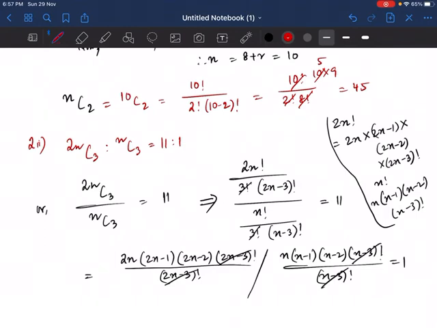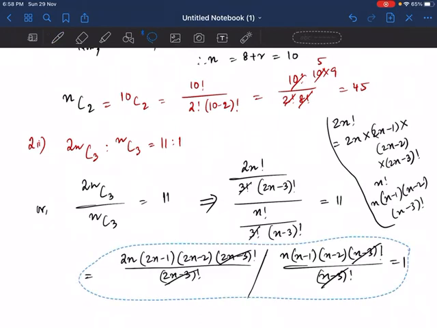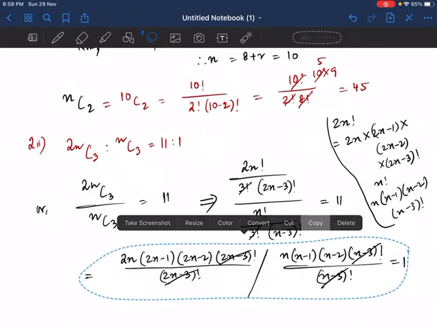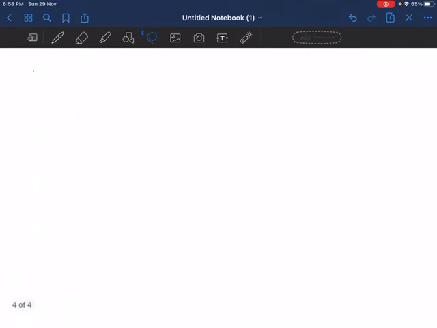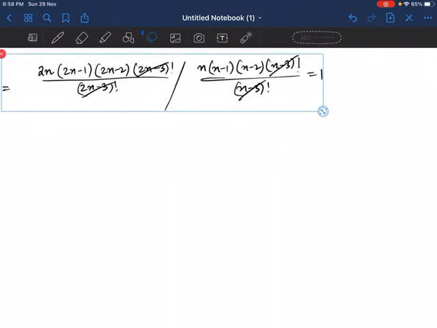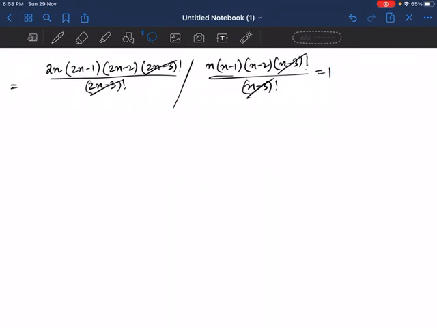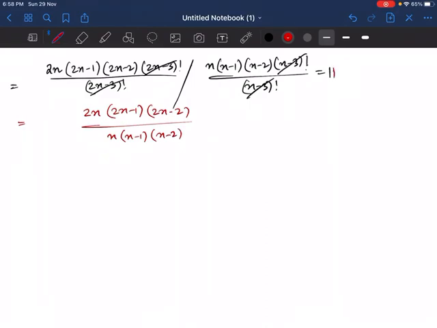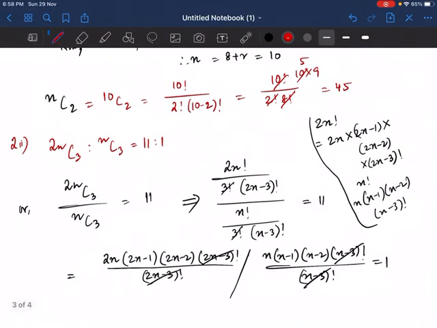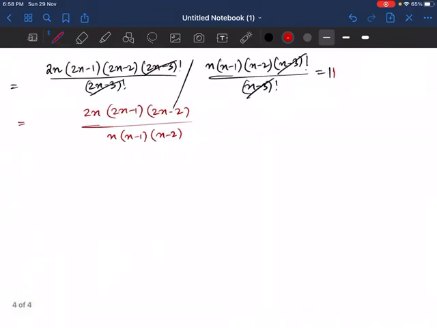So what we have in here, let me write in the next page. Let me just copy this one so that it will be far easier for us. What we have in here now, at the next step, what we are going to do is write 2n minus 1, 2n minus 2, that divided by n into n minus 1, n minus 2. Here it is 11. I'm sorry, this one was 11. That was not 1, it was 11. So we have that one is equal to 11.